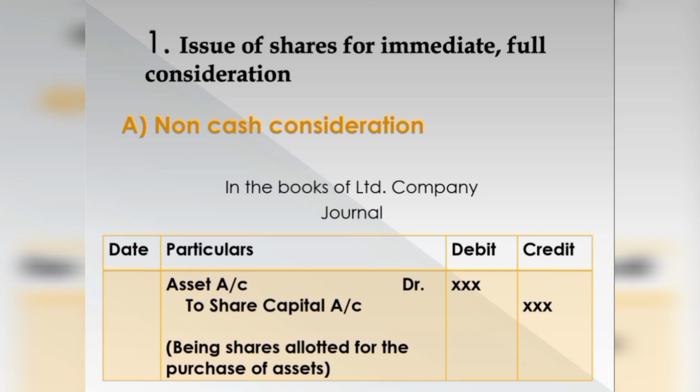First, let's discuss the non-cash consideration. A company may issue shares for consideration other than cash in three different situations. The first one is issue of shares for acquisition of assets. The second one is issue of shares to vendors of the business. The third one is issue of shares to promoters, etc., for the services rendered by them. In such cases, the journal entry would be asset account debit to share capital account. The narration will be 'Being shares allotted for the purchase of assets'.